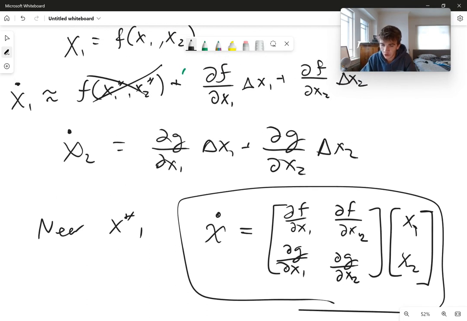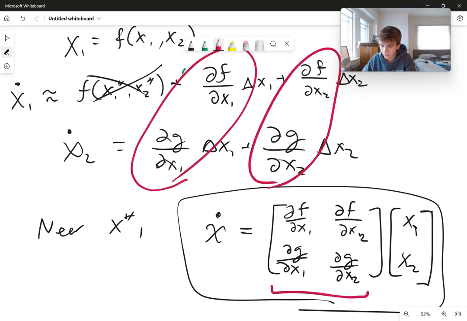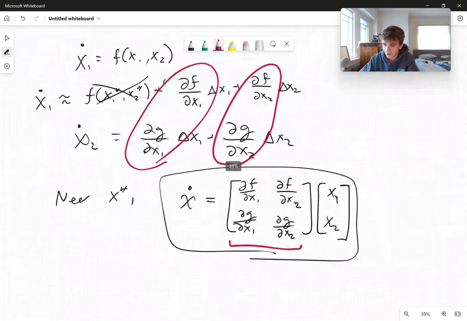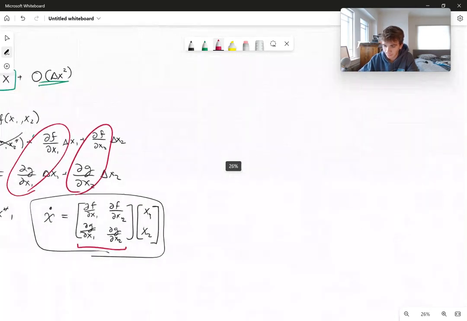Okay. And so I hope I made it clear, but if you just look at where this matrix is called the Jacobian, where it's coming from is just these terms in front of the delta x1 and delta x2 terms, okay? All right, so that's my little derivation of why this works. And now let's jump into an example so we can see it in action.